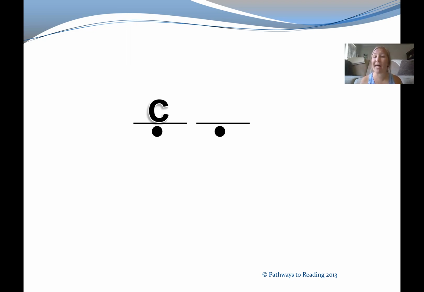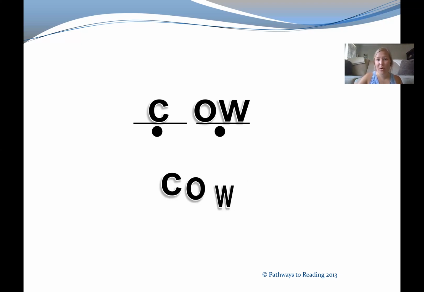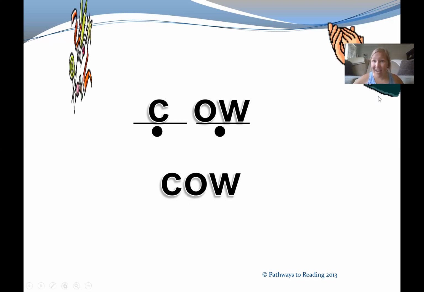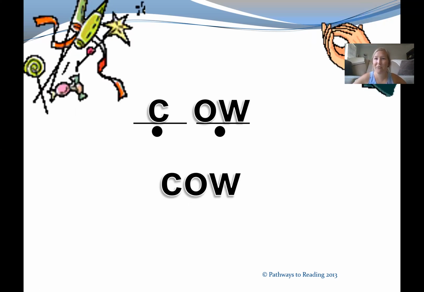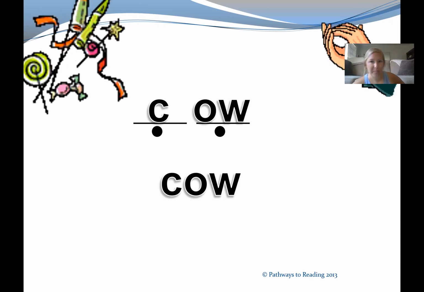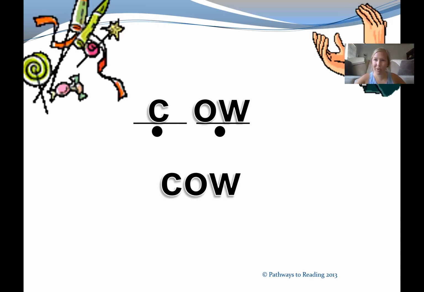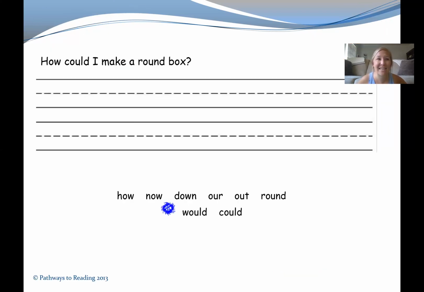There are two ways to spell ow. We have OU and OW. And in the word cow, just like how and now, we're going to use the OW. Okay? If you spelled it correctly, give yourself a big round of applause. Yay! If you did not spell our word cow correctly, go ahead and take a minute and get it spelled correctly on your paper. So cow, C-O-W. Great work.